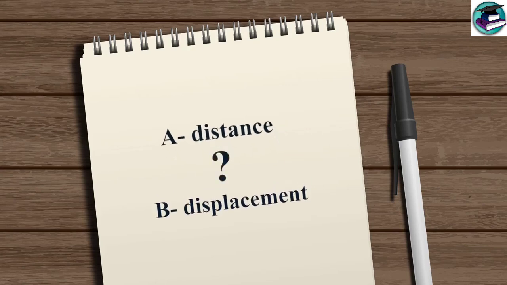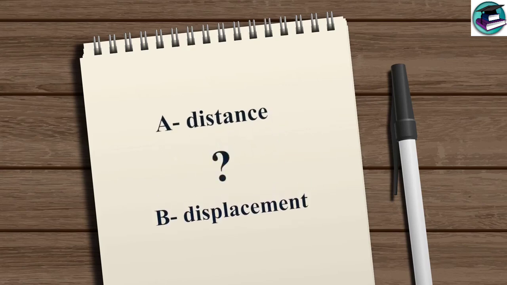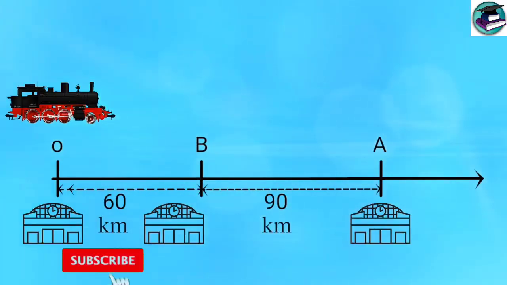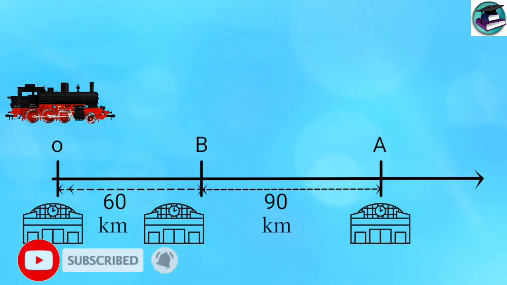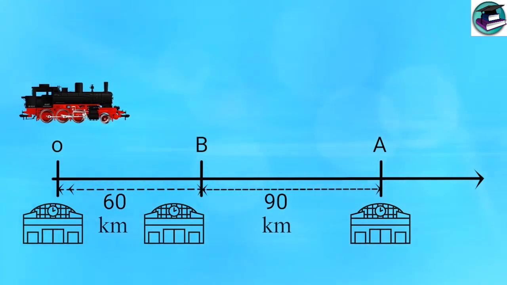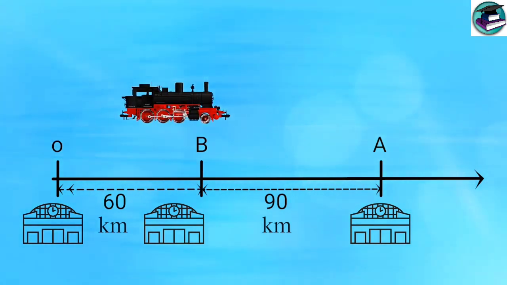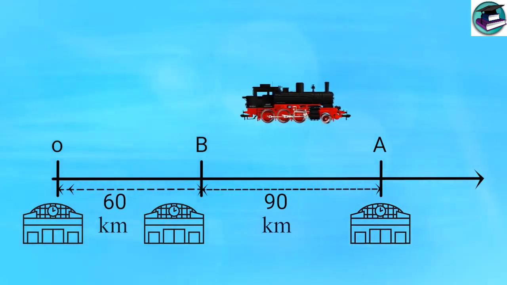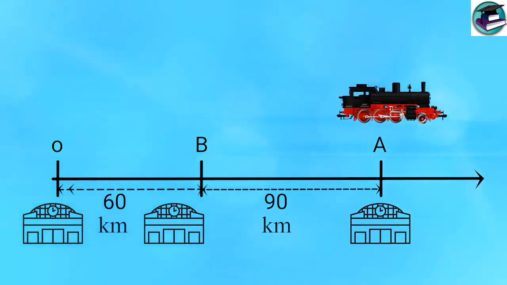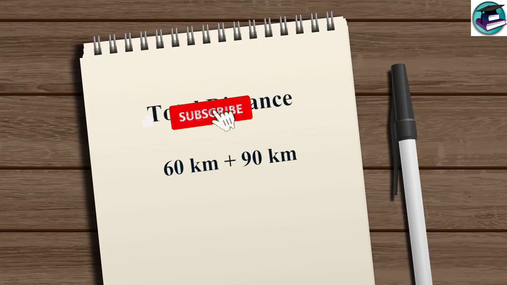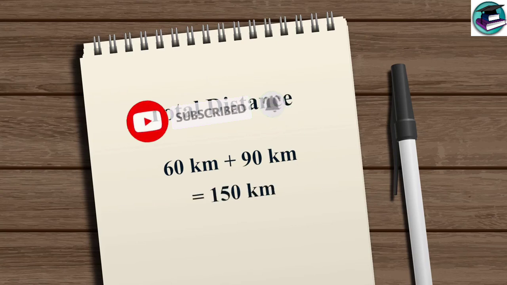We can take an example to understand the difference between the two quantities more clearly. Suppose a train starts its journey from station O. We are considering station O as a reference point. Its first stop is 60 km away from O, which is station B. From station B, it travels 90 km to finally reach station A. Now, can you tell what is the total distance travelled by the train? The total distance travelled by the train is 60 km plus 90 km, that is 150 km.